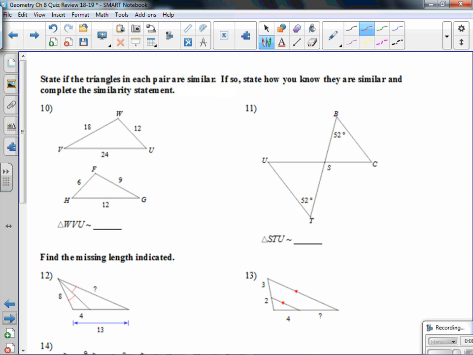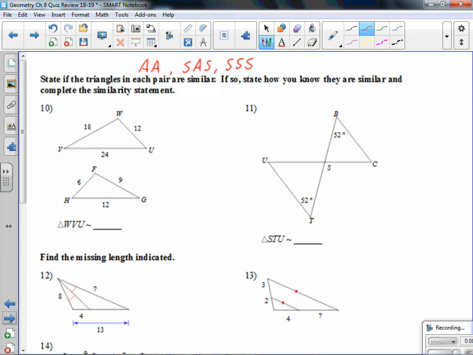Right. 10 and 11, stating if the triangles in each pair are similar. If so, state how you know they're similar and complete the similarity statement. So with triangles, we have 3 possibilities for similarity. Angle, angle, side, angle, side, or side, side, side.